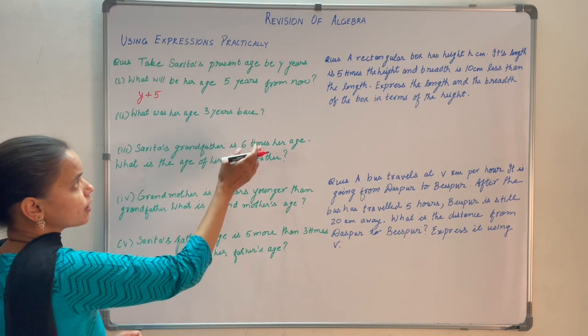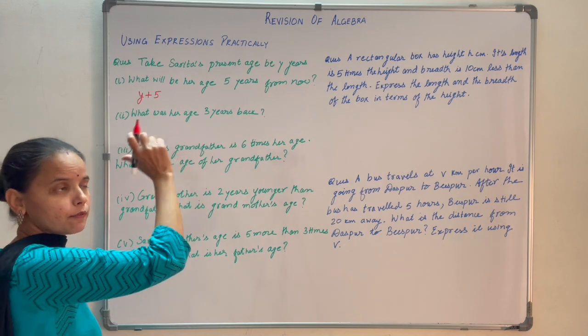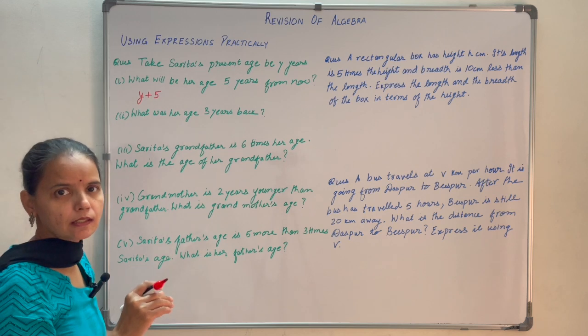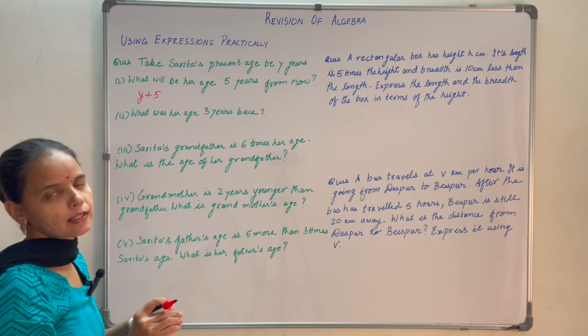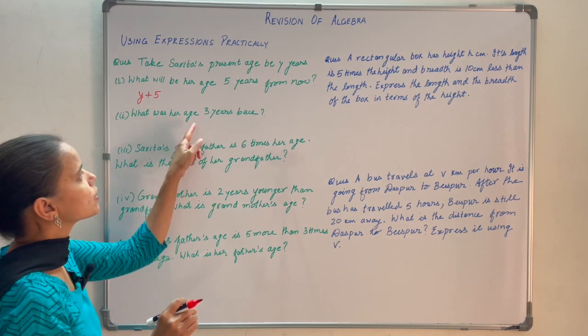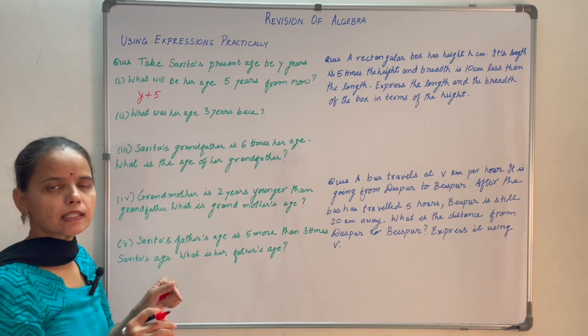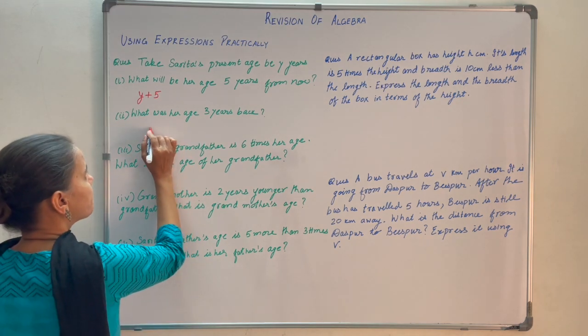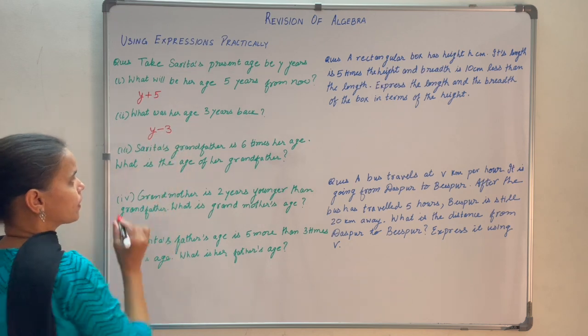What was her age 3 years back? Means you have to subtract. Because suppose her present age is 10 years, 3 years ago means 7 years. So what did you do? 10 minus 3. Similarly here, what was her age 3 years back? Presently her age is y years. So 3 years back is y minus 3.